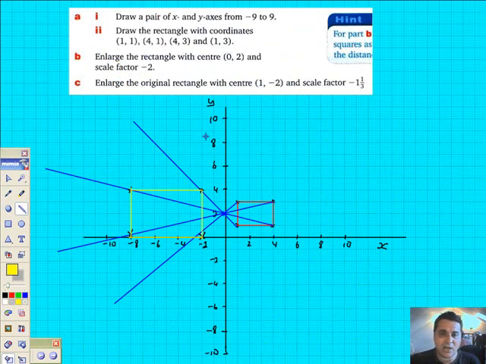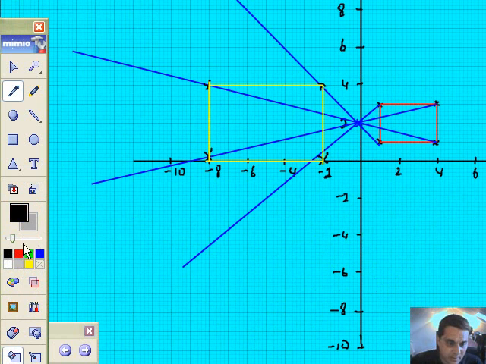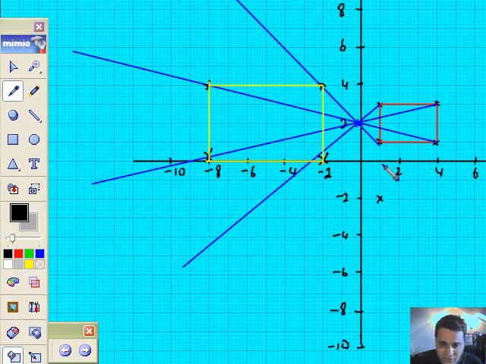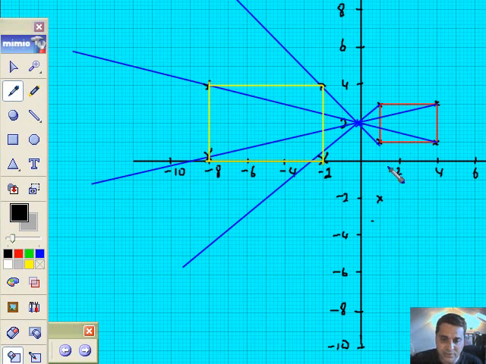Now it says enlarge the original rectangle with centre (1, -2). This could be very tricky, but let's have a go anyway. So (1, -2) is right there. I've got to enlarge this shape using that centre of enlargement, and it has to be -1 1/3. Oh, that's absolutely incredible. Lovely. I've now got to try and walk through each corner, pass through this, and come down here somewhere.